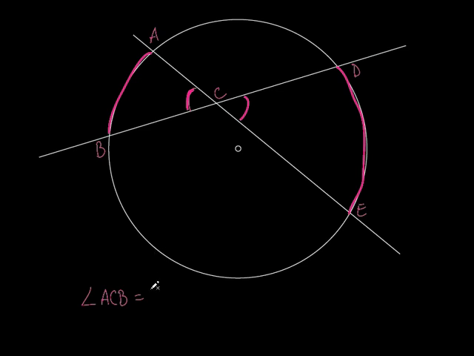So let's just write it out, and I'll put some numbers in here in a sec. So it's going to equal half the sum of the two arcs that those two angles cut off. So what's one of the arcs? AB is one of the arcs, right? And what's the other arc? DE, that's right. DE. Everybody see that?